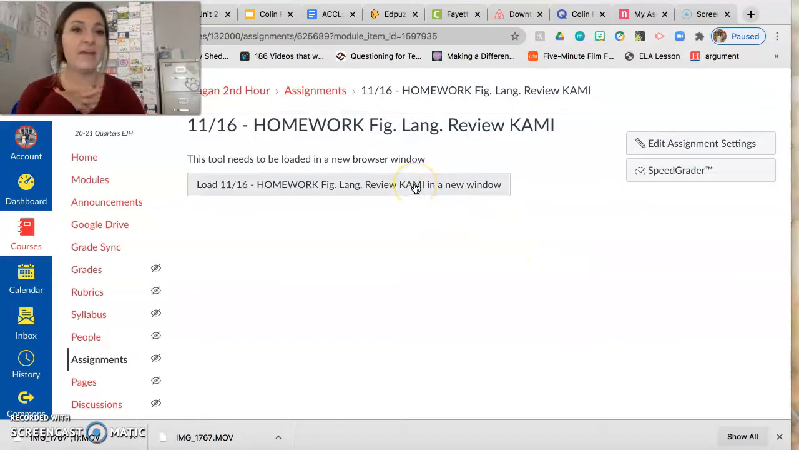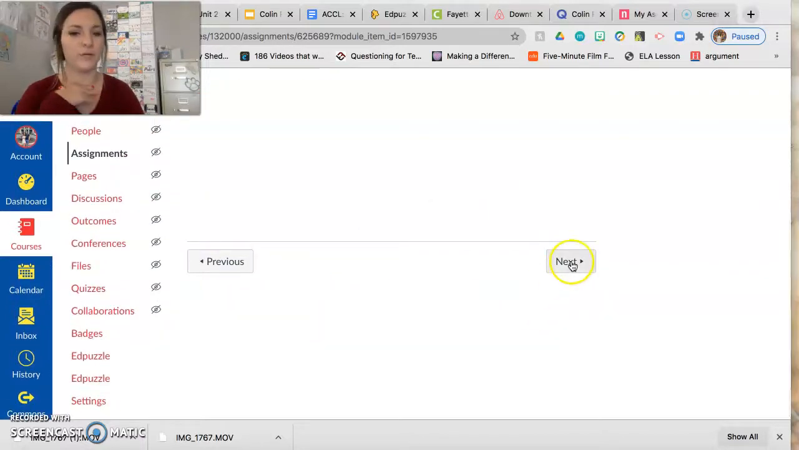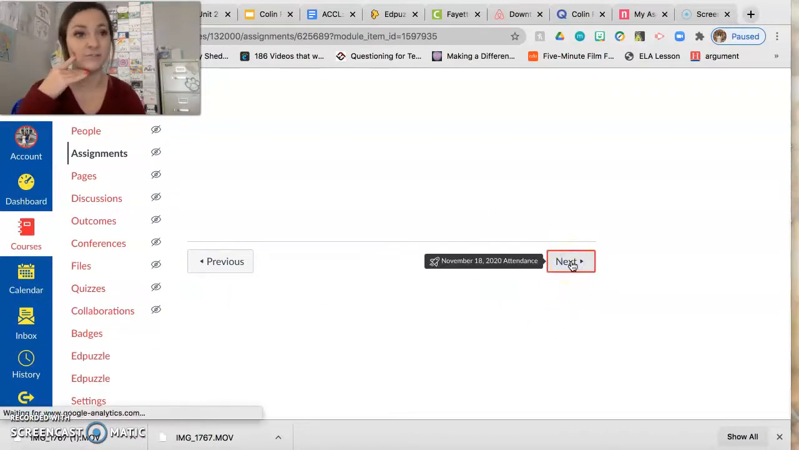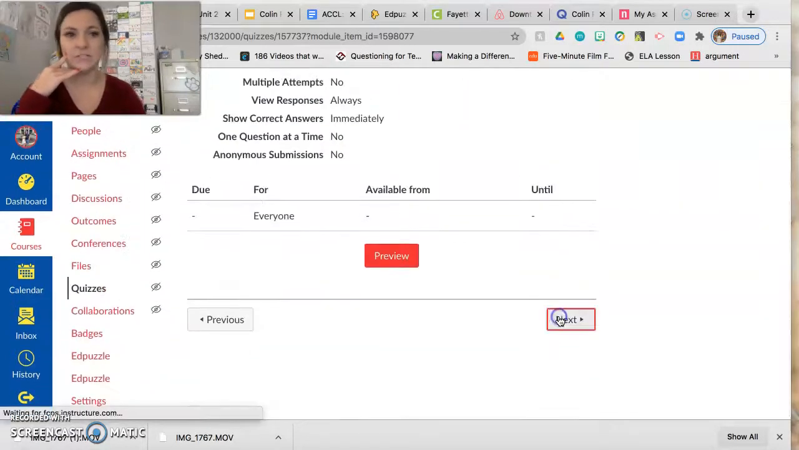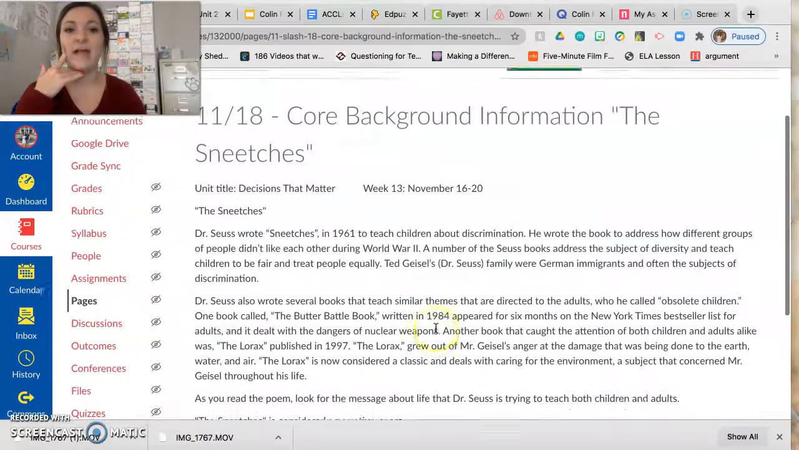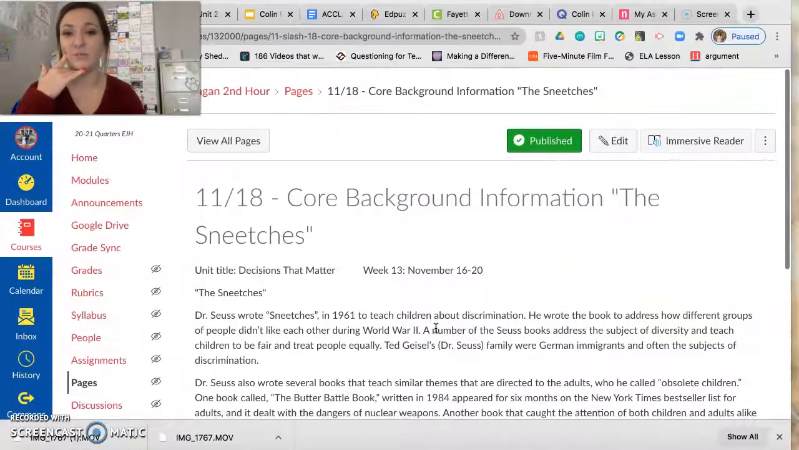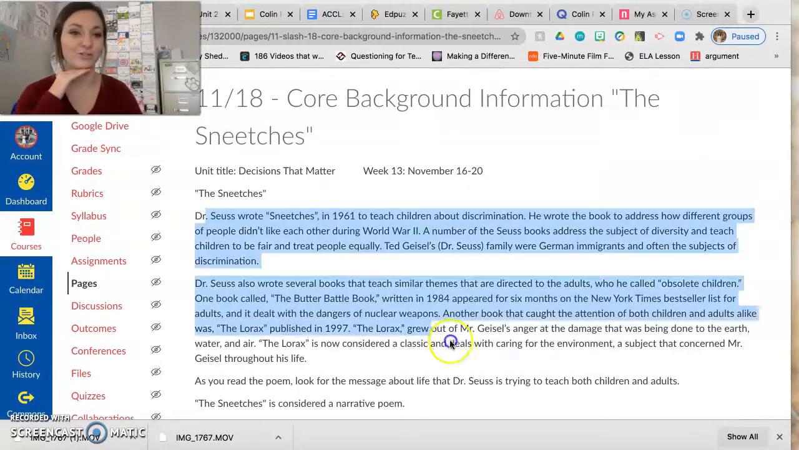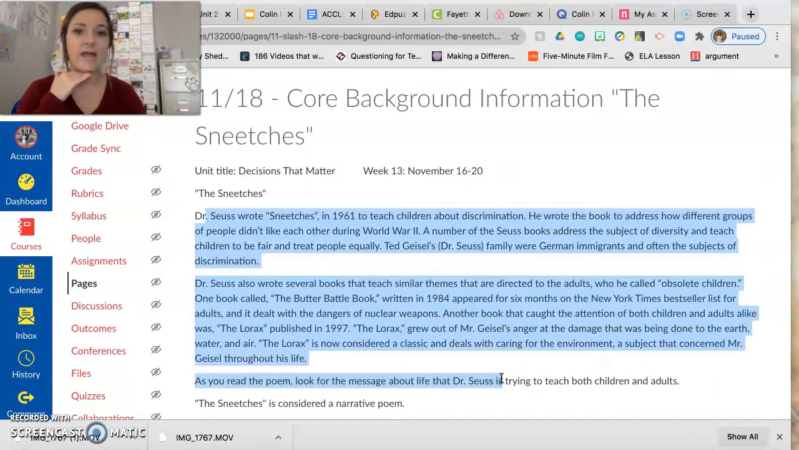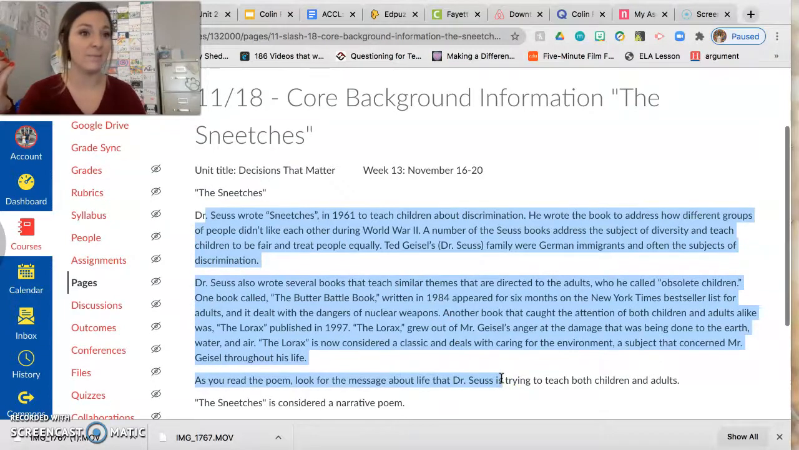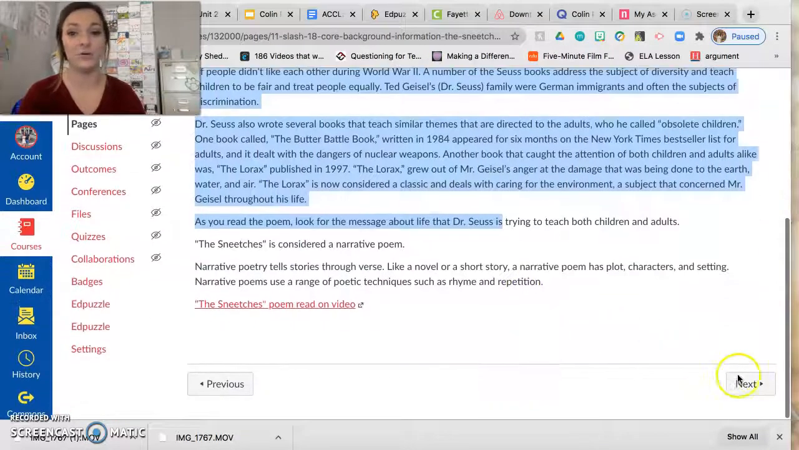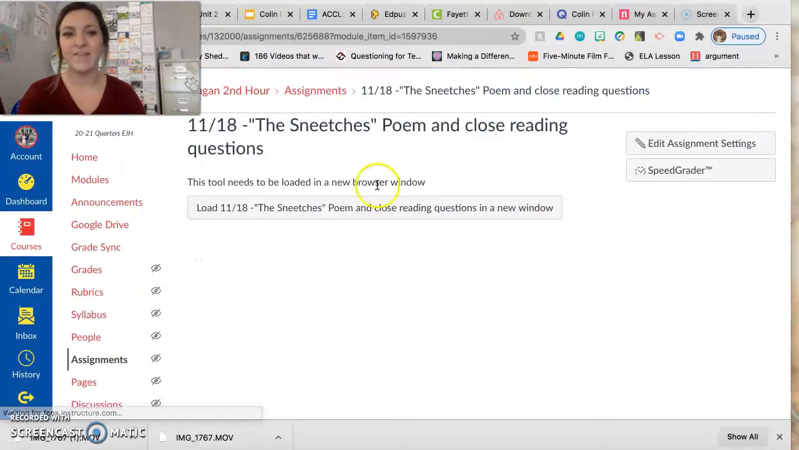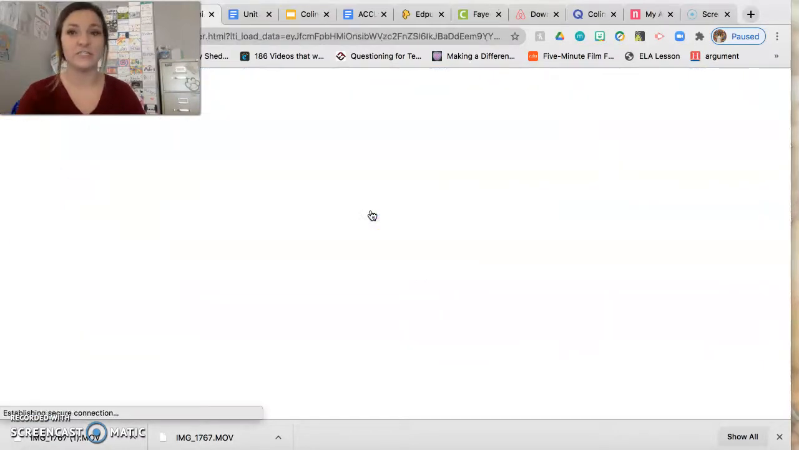Figurative language Canvas, it is literally practicing simile and metaphors. Turn this in. It is quite simple. It will not take you more than 20 minutes. You may use your definitions for that as well. It's attendance. Then we have the information about the Sneetches with the background information. It talks about Dr. Seuss, why he wrote it, and how he has a deeper meaning and uses a lighthearted tone. And then this is where we did the actual Sneetches assignment.